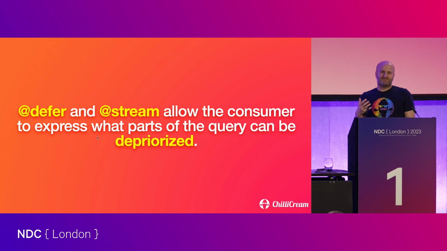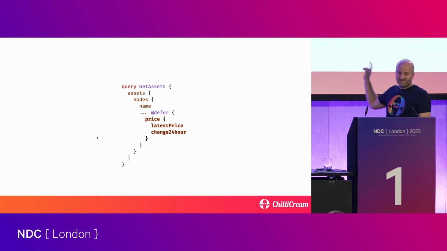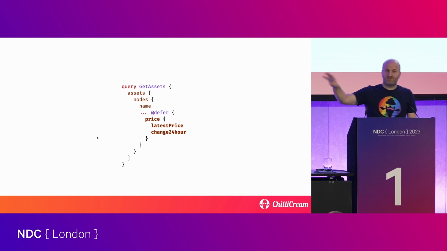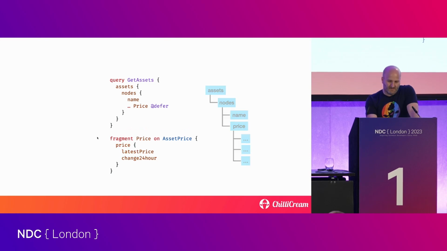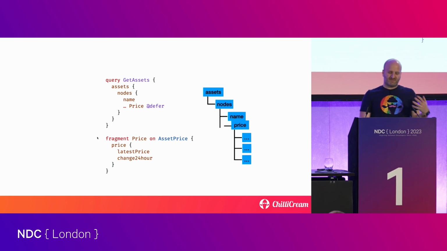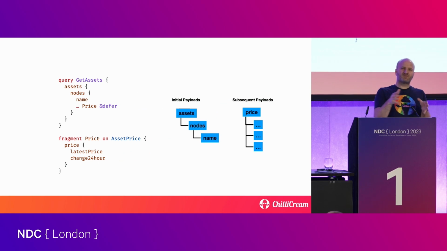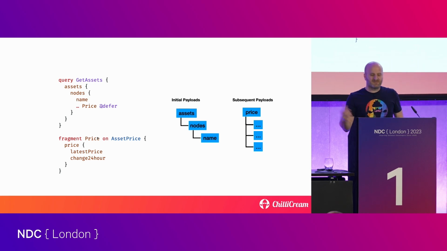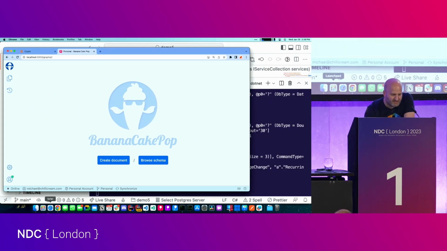How can we deal with that? So with defer and stream, we suddenly have a tool to say this section deferred. I need the name immediately, and then send me the rest whenever you're finished. We can do that with defer, or we can also stream lists. And what we are doing in the execution engine is essentially breaking up the request graph into two awaitables, promises. We first focus on the initial payloads and then send you the subsequent payloads. Let me show you how that actually works.